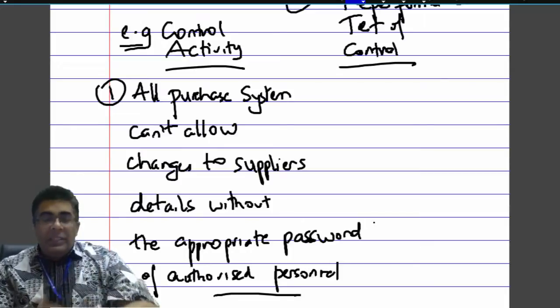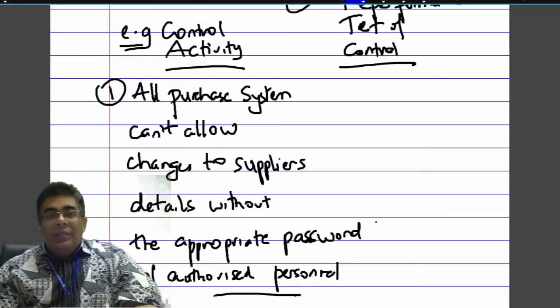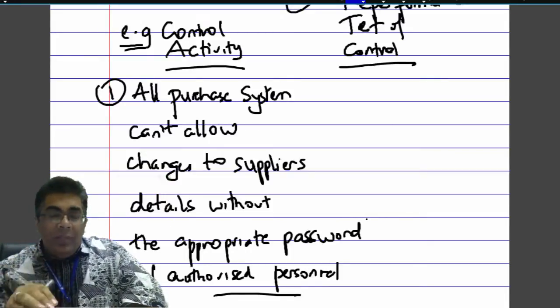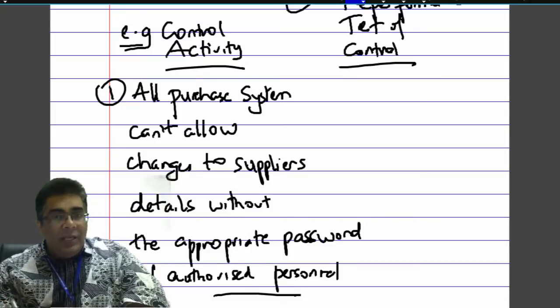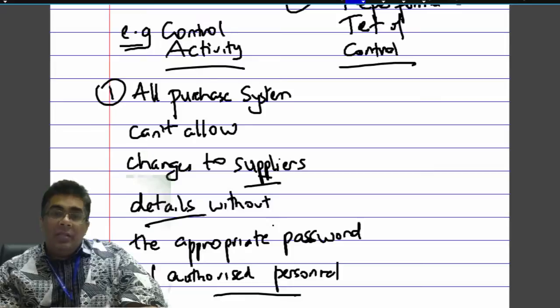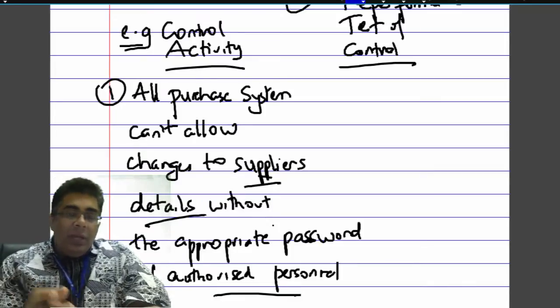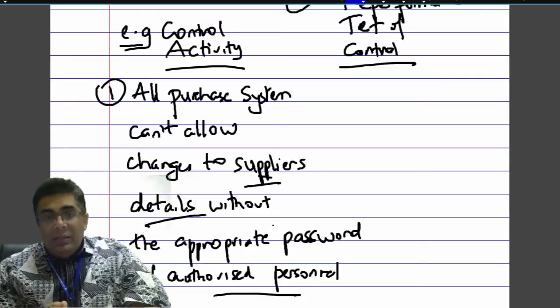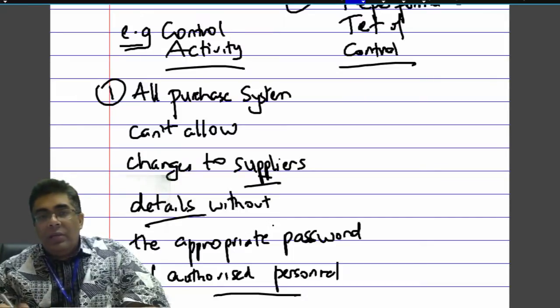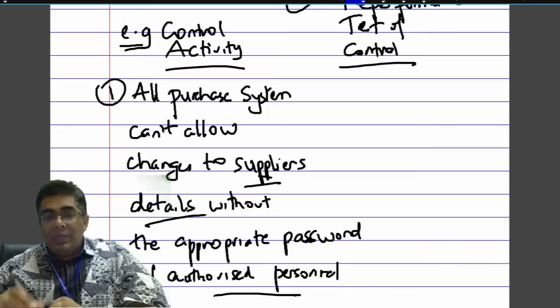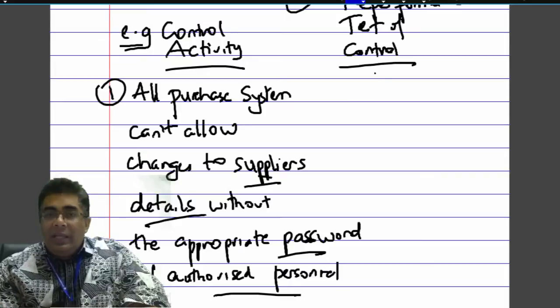Okay, let's say this is one of the control activities: if you want to make changes to the supplier details, because this can result in fraud. I can change the name of the supplier to a supplier that I know. I can change the bank account details of the supplier. So I need to make sure that there is the right personnel and the right password for this. So how will I test this?